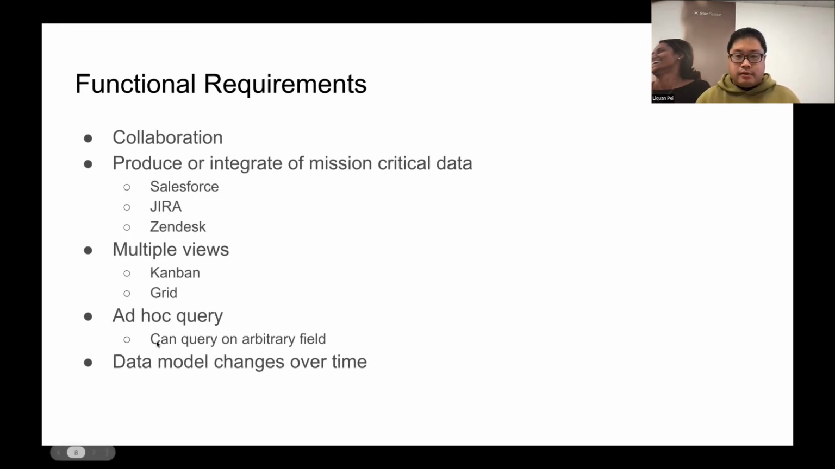Also, the other thing is that those data models will change over time, and those data models can be different for different tenants. For example, in your Salesforce, your way of tracking deals may have a different set of fields that another organization may not care about, and that other organization may have another set of fields you may not care about. So those data models will change and they will be different for different tenants. Yeah. So those are some of the functional requirements.